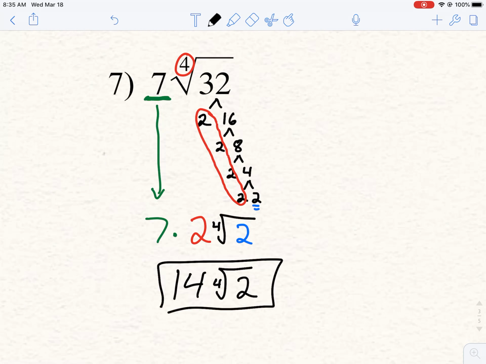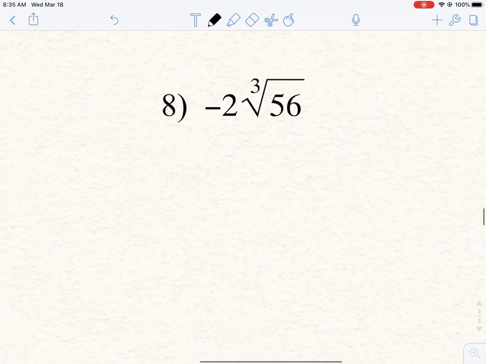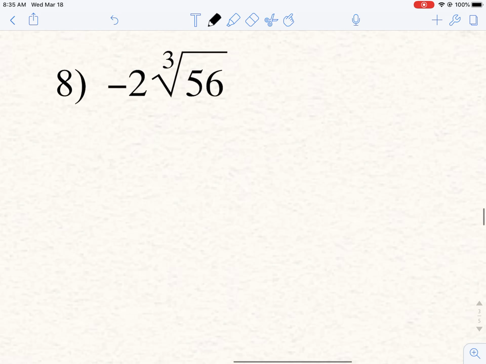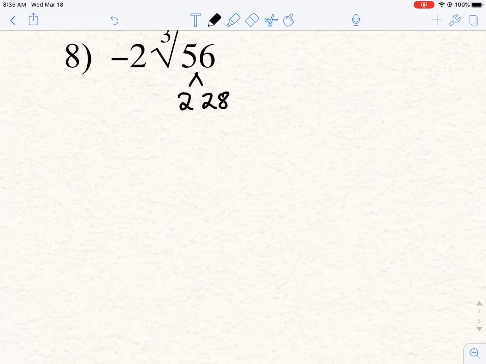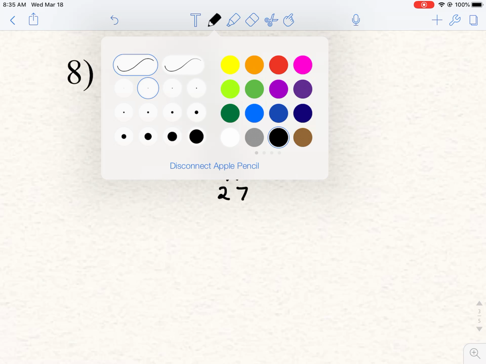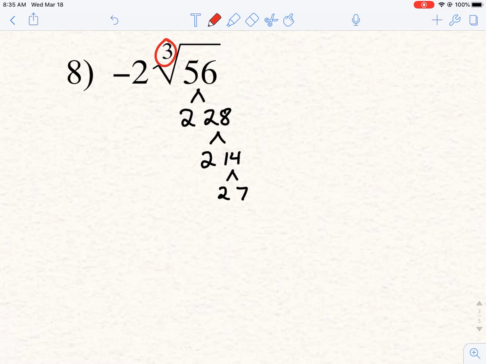And we have one more example for good measure here. So negative 2 cube root of 56. We haven't seen 56 yet, so that's fun. So I've got 2 and 28. And then 2 and 14, which is 2 and 7. And 7's prime, so I can't really go anywhere with that.